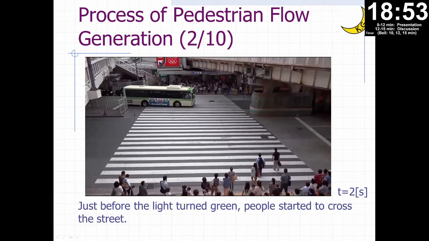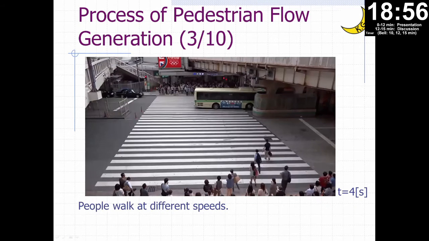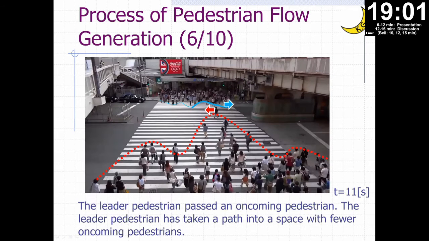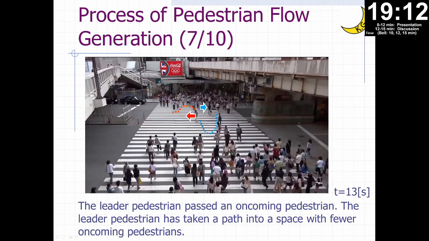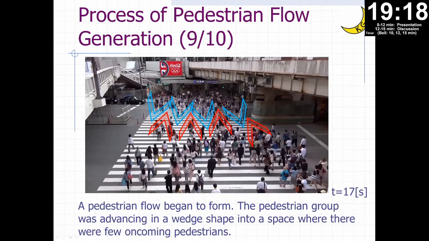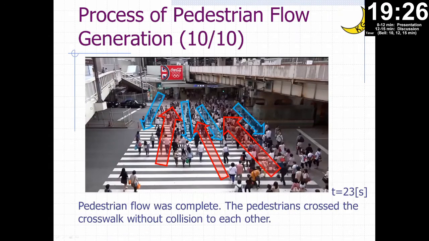Just before the light turned green, people started to cross the street. People walk at different speeds. The leader pedestrian passed an oncoming pedestrian. The leader pedestrian has taken a path into the space with few oncoming pedestrians, like this. Finally, a pedestrian flow began to form. The pedestrian group was advancing in a wedge shape into the space where there are few oncoming pedestrians. And the pedestrian flow was completed. The pedestrians crossed the crosswalk without collision with each other.